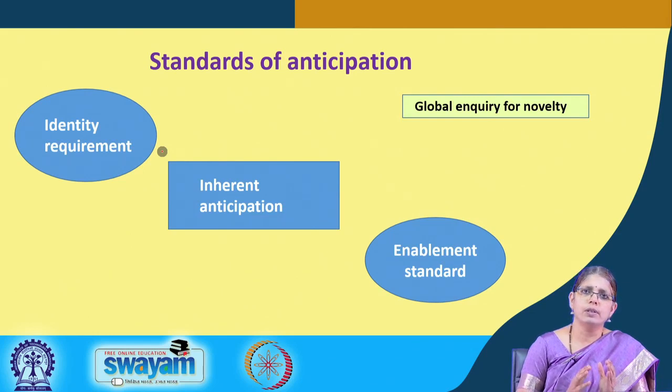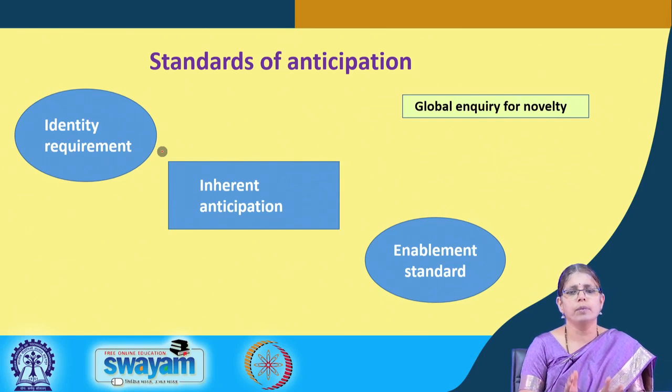So, the determination of novelty is actually a matter of fact, which means suppose the invention has 4 features. We are looking at these 4 features precisely in the single prior art prior to the date of the invention. And if all the 4 are there, simply it means that identity is met. So, that is one standard of anticipation.